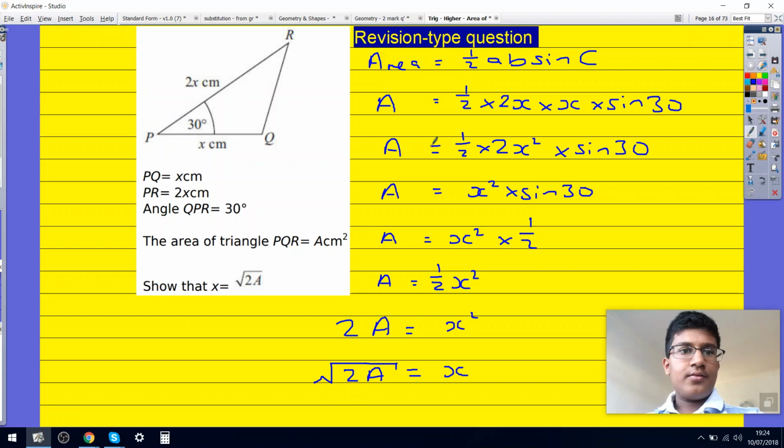You write down the formula, area equals a half AB sine C, sub into the formula, fully simplify, and then rearrange to make x the subject. Any questions about that?